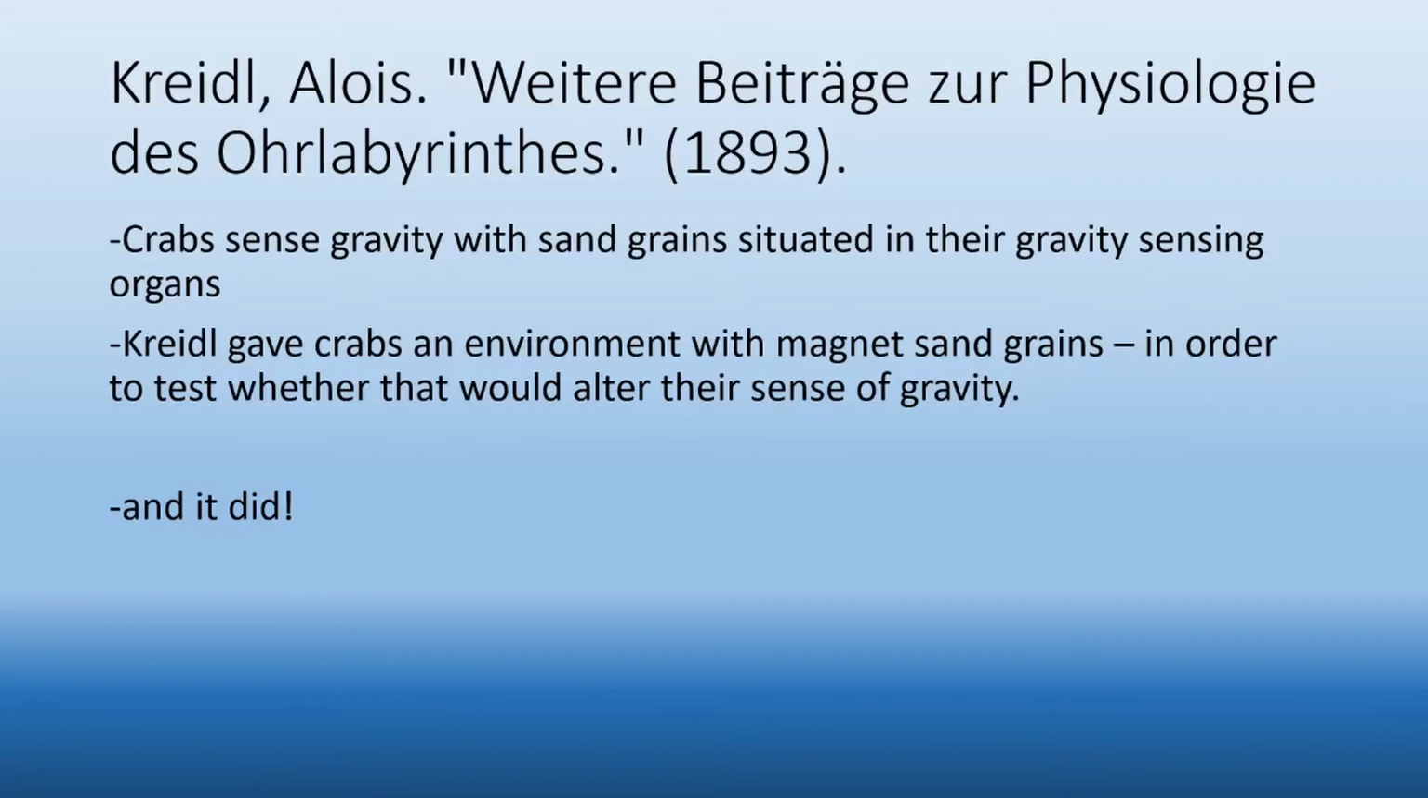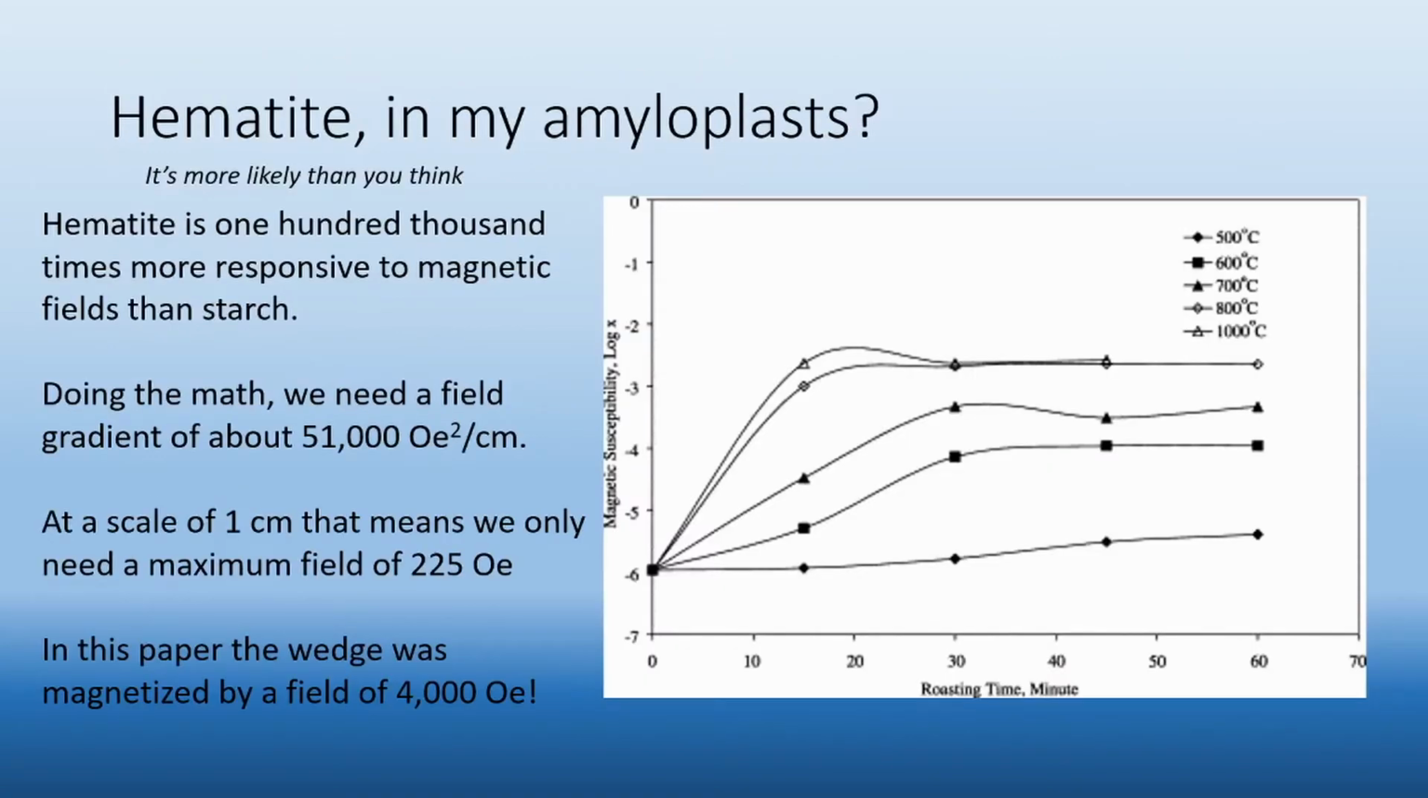What if we could take these amyloplasts, which are full of starch, which is paramagnetic, and replace it with some kind of material that is actually ferromagnetic, so something like hematite? It was sort of difficult to find tables of this magnetic susceptibility constant chi for different materials, but I found some mining engineering document that was looking at roasting hematite and its magnetic susceptibility as you roast it.